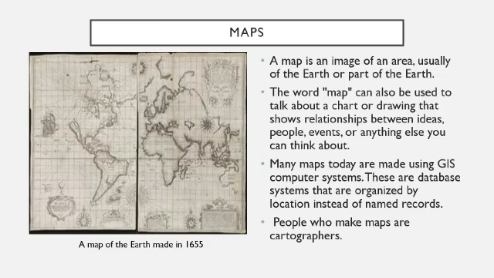A map is an image of an area, usually of the Earth or part of the Earth. The word map can also be used to talk about a chart or the drawing that shows relationships between ideas, people, events, or anything else you can think about. Many maps today are made using GIS computer systems. These are database systems that organize by location instead of name records. People who make maps are called cartographers.